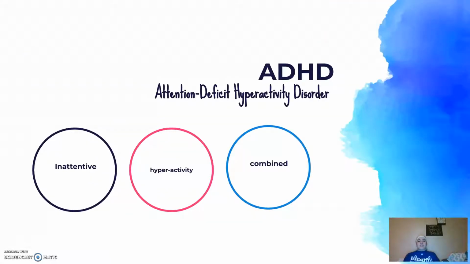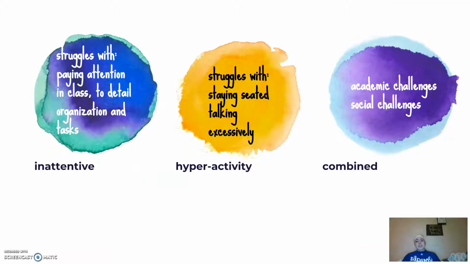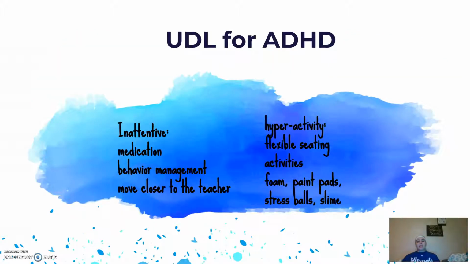Okay, ADHD or attention deficit hyperactivity disorder is broken into three groups: inattentive, hyperactivity, and then combined. And inattentive, they struggle with paying attention in class, to detail, organization, keeping track of necessary items, and then they have a hard time avoiding distractions. And then hyperactivity, they struggle with staying seated, talking excessively, waiting for a turn, and then keeping hands or feet staying still. And then the combined, they have academic challenges and social challenges. And then the UDL for the ADHD, the inattentive, they have medication.